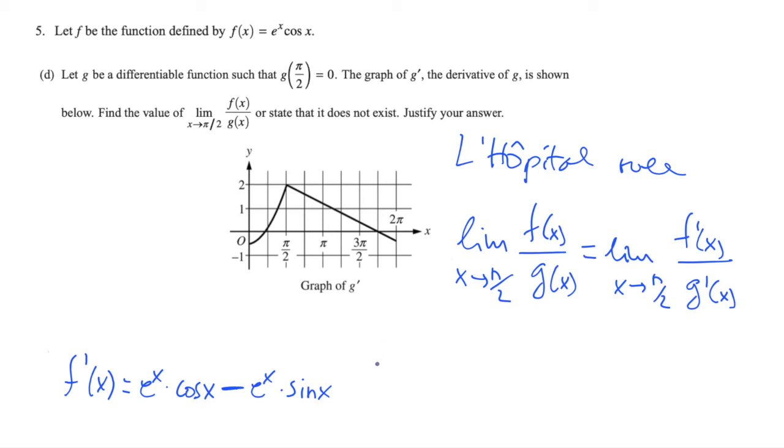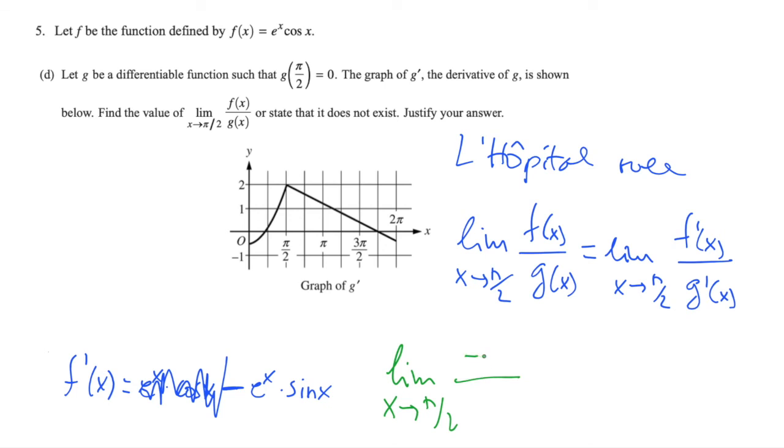We have to find the derivative of f at pi over 2. If we substitute, it's e to the power of pi over 2 times cosine of pi over 2 minus sine of pi over 2. Cosine of pi over 2 is 0, and sine of pi over 2 is 1. So basically the first part will be eliminated, and we can just use the second part. So the derivative of f at pi over 2 is going to be negative e to the power of pi over 2.